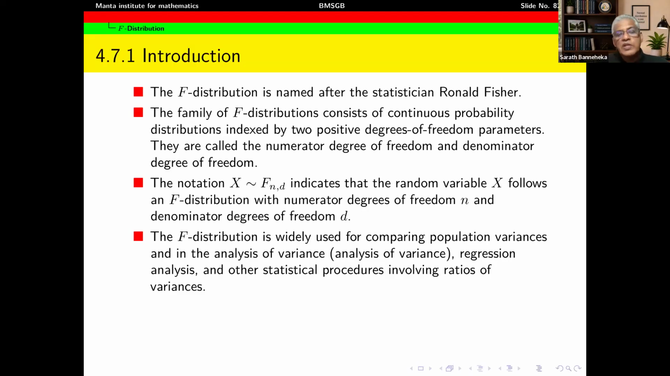This F distribution is widely used for comparing population variances, especially in two normal distributions, and in the analysis of variance, also in regression analysis and other statistical procedures involving ratios of variances. So therefore, the F distribution is a very, very useful distribution, and it appears in a lot of situations, especially in statistical inference.